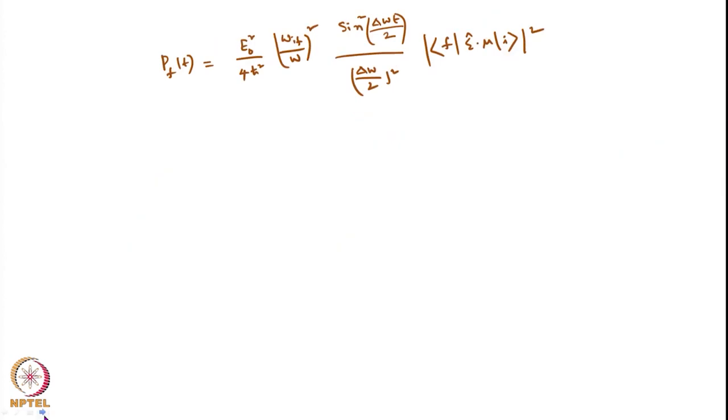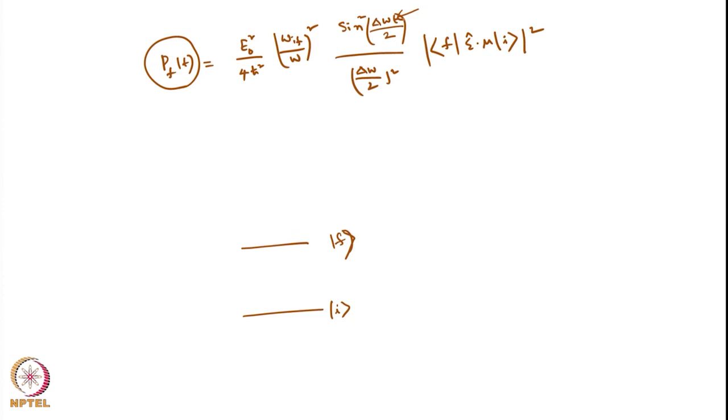Now this is the probability of transition from an initial state I to a final state F. Of course, as you look at this, it is t dependent. That means as long as the perturbation is there, the transition will take place. So the longer the perturbation, the longer will be the transition probability, because that time comes here. So if the perturbation can actually be prolonged, you can increase the transition probability.